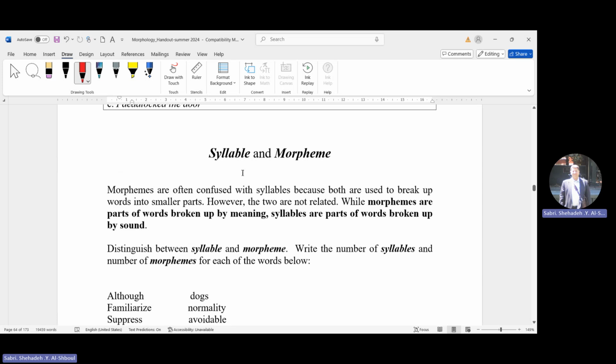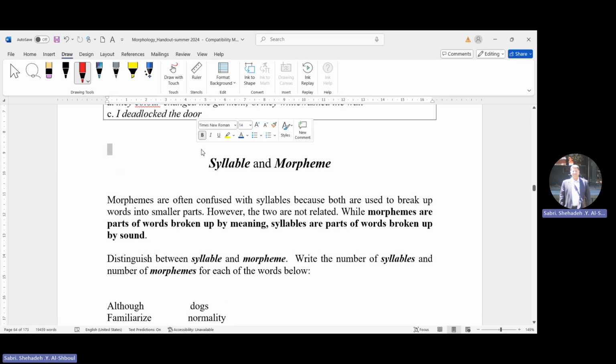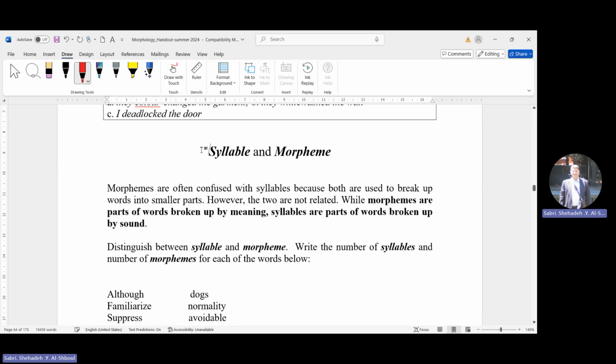Now we move to the third problem set, or the third issue, which is the identification of a morpheme versus a syllable. As we all know, a syllable is a psychologically constrained structure, in the sense that it contains a predictable structure: onset, right?